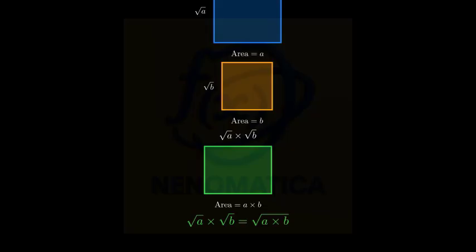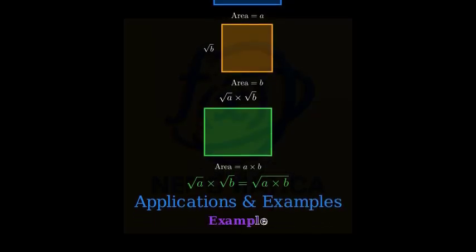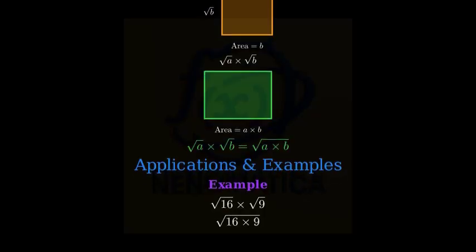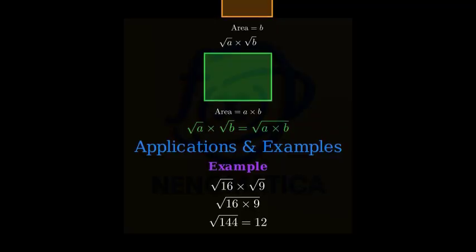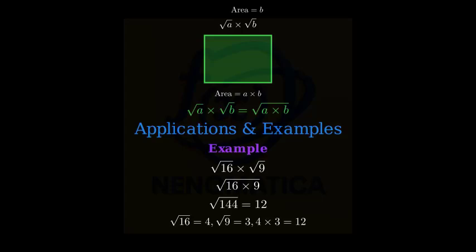Now, let's apply this law to simplify some radical expressions. For example, let's simplify the square root of 16 multiplied by the square root of 9. Using the first law of radicals, this equals the square root of 16 times 9, which is the square root of 144, or 12. We can verify this by calculating each square root first. The square root of 16 is 4, and the square root of 9 is 3. 4 times 3 equals 12, which matches our answer.